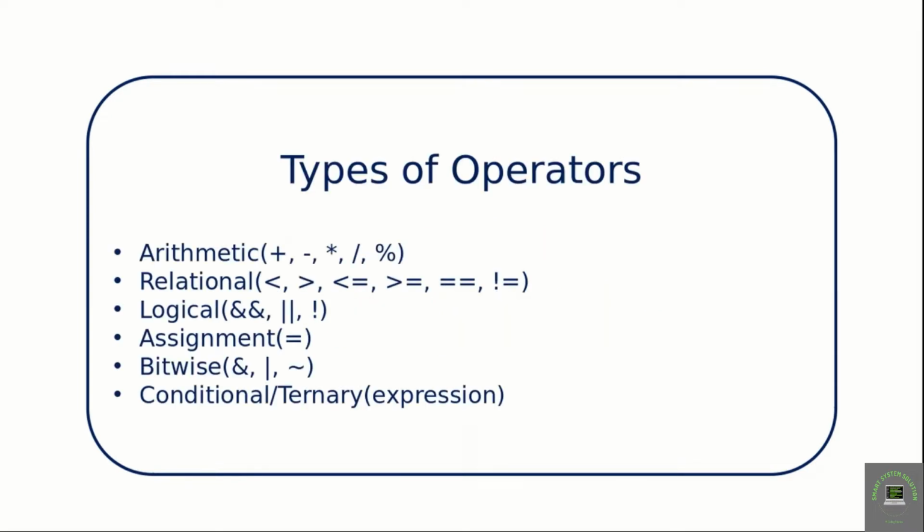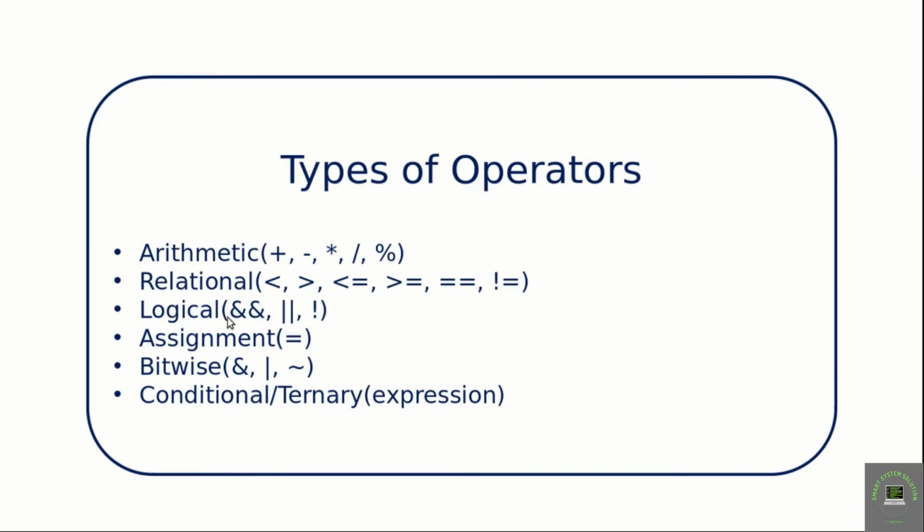So here are the types of operators. Arithmetic operator. We've seen in the previous video there are 5 arithmetic operators: addition, subtraction, multiplication, division and modulo. Then come relational operators. There are 6 types of relational operators: less than, greater than, less than equals to, greater than equals to, equals to and not equals to. Equals to, this operator is used to check whether both the operands are equal or not. On the other hand, not equal to checks for inequality of both operands.